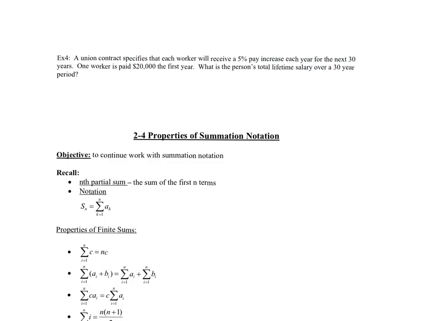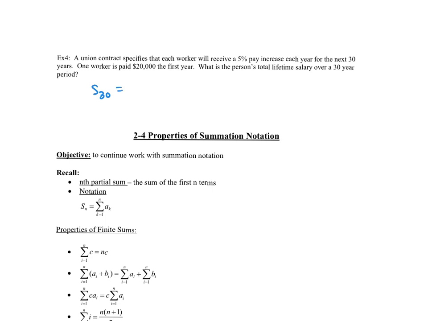Now we can look at the geometric sequences and series in context. So a union contract specifies each worker will receive a 5% pay increase for each year for the next 30 years. And the starting salary is $20,000. And you want to know the person's total lifetime salary over a 30-year period, which means that we want to know the total, aka S, so the sum, S30, as opposed to what they would be paid in the 30th year, which would be A30.